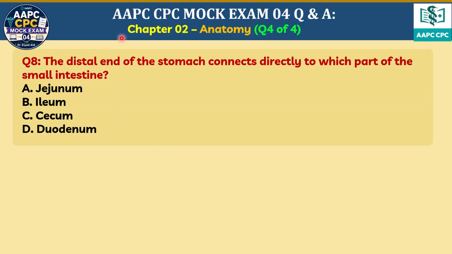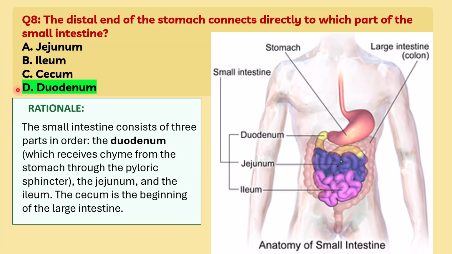Question number 4 of anatomy, that is question number 8. The distal end of the stomach connects directly to which part of the small intestine? A. Jejunum. B. Ileum. C. Cecum. D. Duodenum. Think the answer. The correct answer is D.